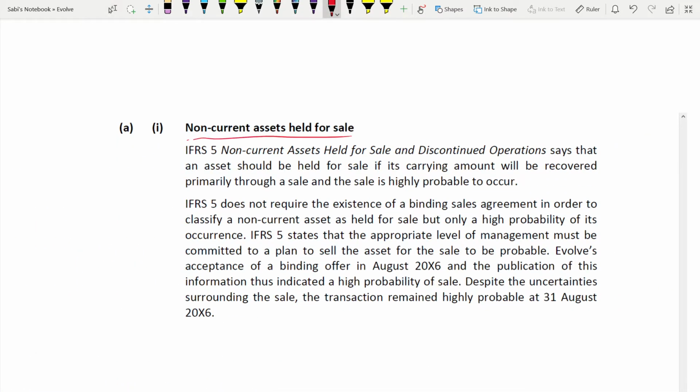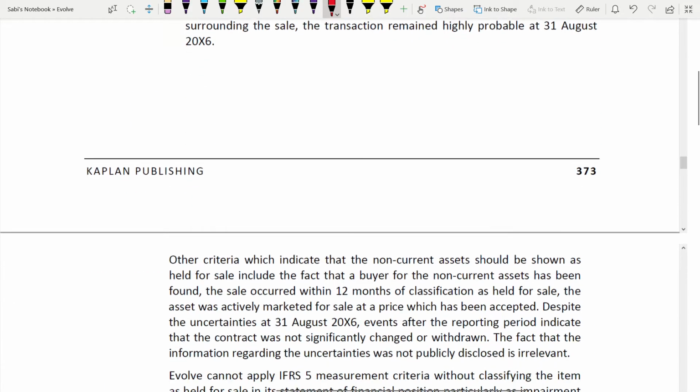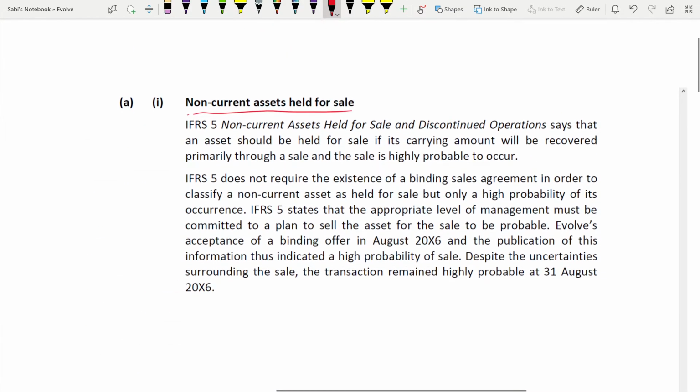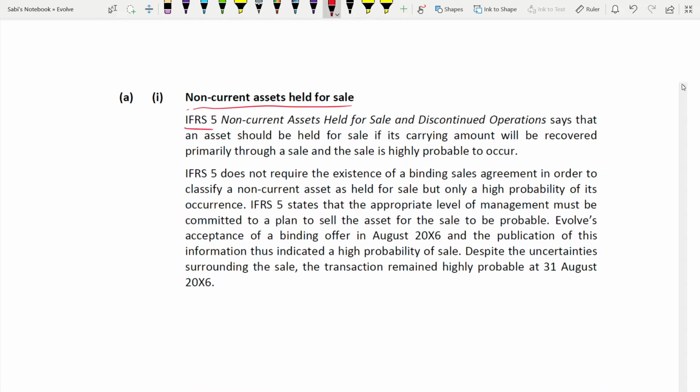Definitely most of the answer for this is IFRS 5. Okay, you have to use your knowledge of IFRS 5. So in the first para you have to say what IFRS 5 says. Okay, they say that assets should be held for sale. When should you hold the asset for sale? If its carrying amount will be recovered through a sale and that sale is highly probable to occur. 1 mark for that. Second, we are going to relate this to the case study, link this to the case study regarding the binding sales agreement.